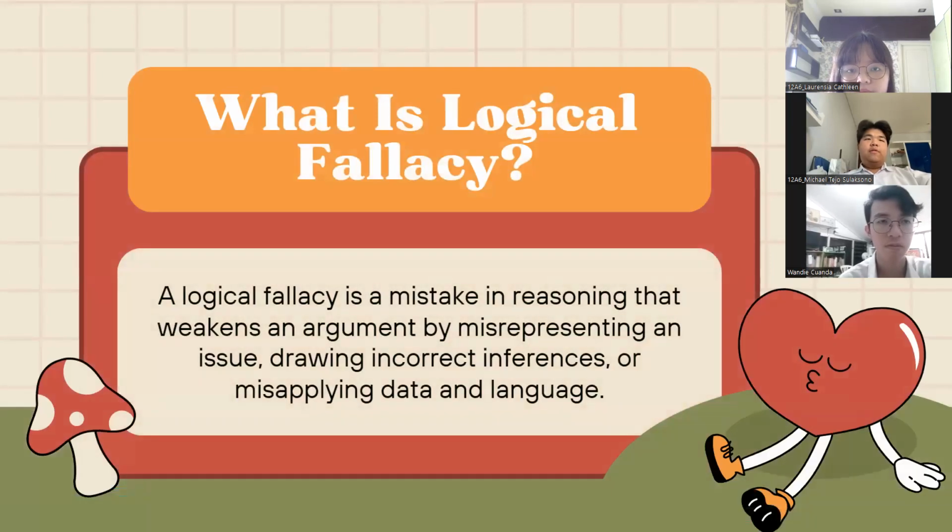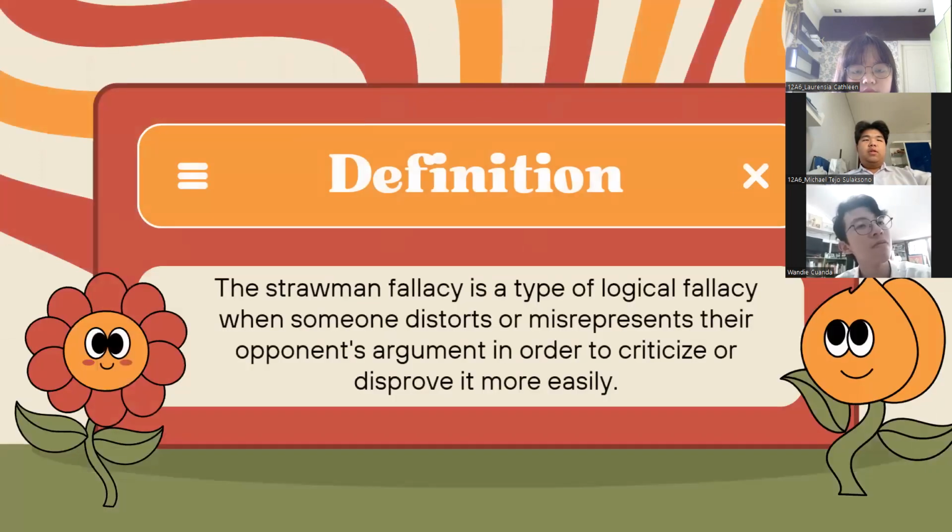So, what is logical fallacy? A logical fallacy is an incorrect statement that undermines an argument by misrepresenting an issue, drawing incorrect inference, misapplying data, or misapplying language. The strawman fallacy is a type of logical fallacy when someone distorts or misrepresents their opponent's argument in order to criticize or disapprove it more easily.